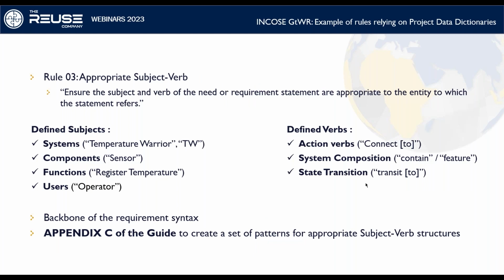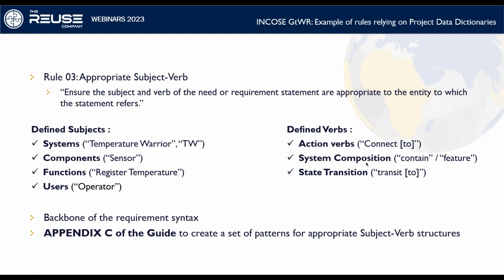So an example from the INCOSE guide to writing requirements is rule number 3, which talks about the appropriate subject-verb backbone of the requirement. We need a proper subject-verb backbone in the sentence to make sure that the rest of the sentence will be providing information that we can relate to something in the project. So we have to get the subject properly defined. So what is it? A system? Is it a component? Is it a function? A user? Same for the verbs. Is it any action verb that I'm allowed to use in the project?